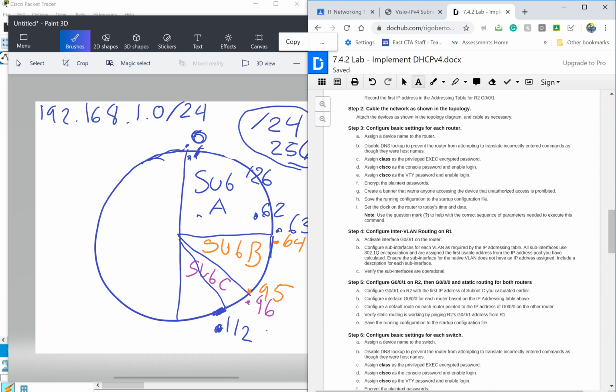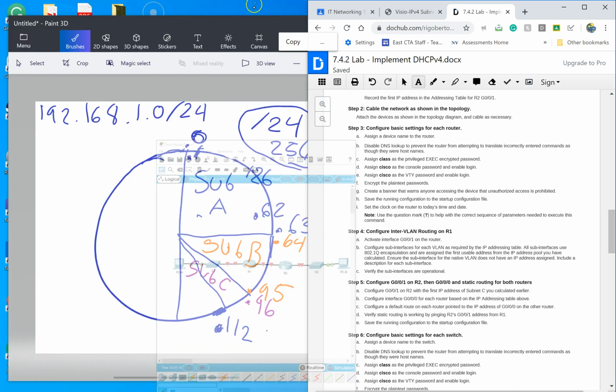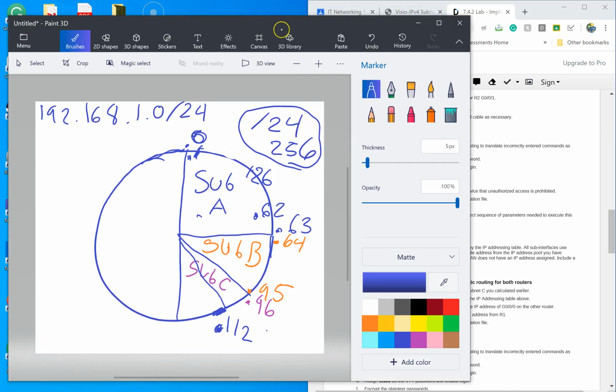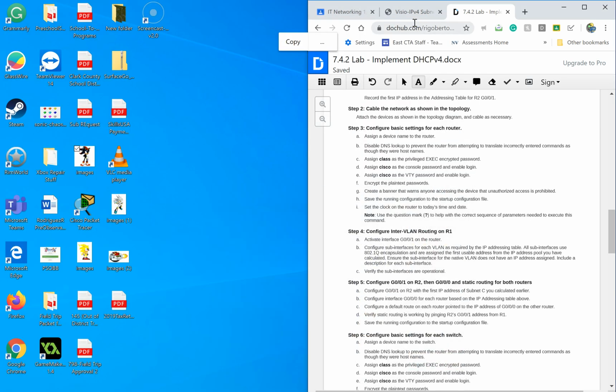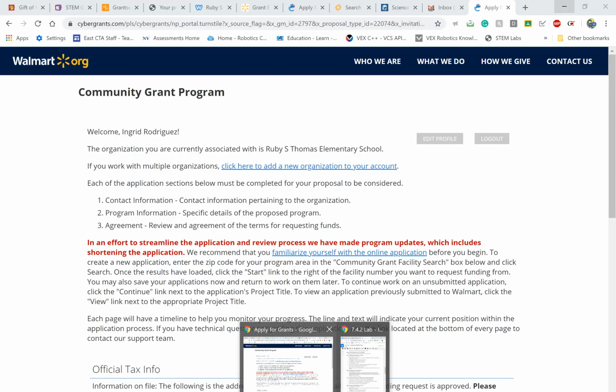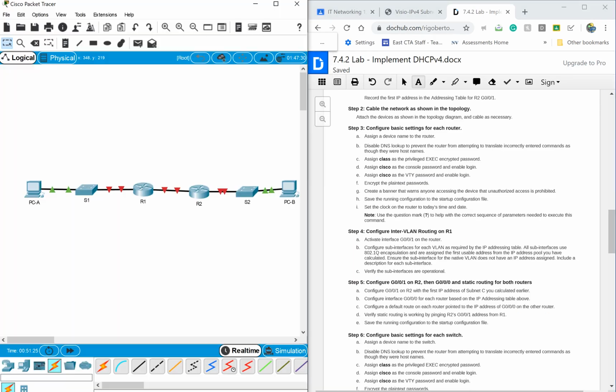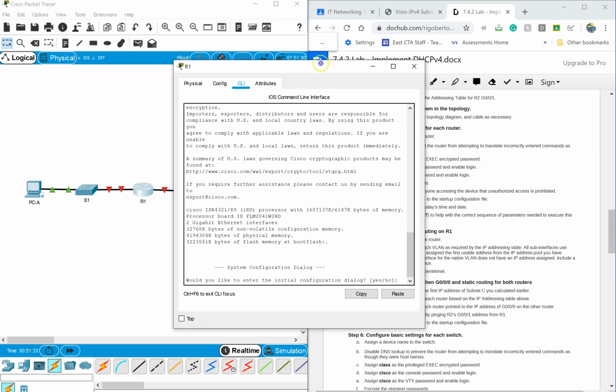Alright, so after that, it says we need to configure inter-VLAN routing. Alright, picture, we don't need you anymore. Where'd it go? There you go. Alright, it says it wants me to configure inter-VLAN routing on R1. R1. Let's get you started.